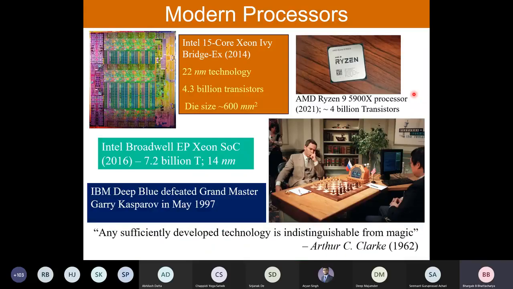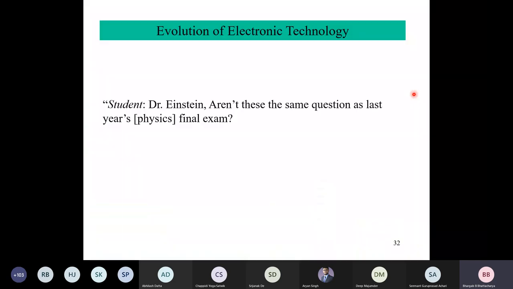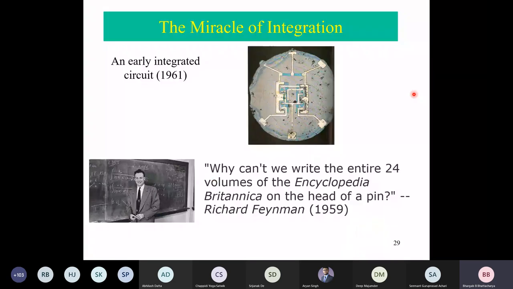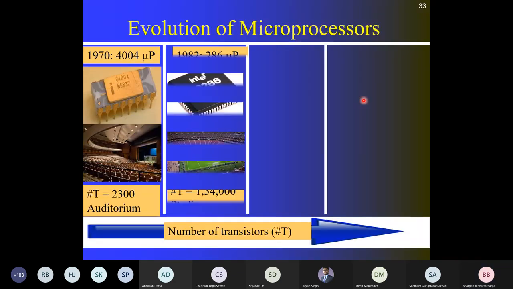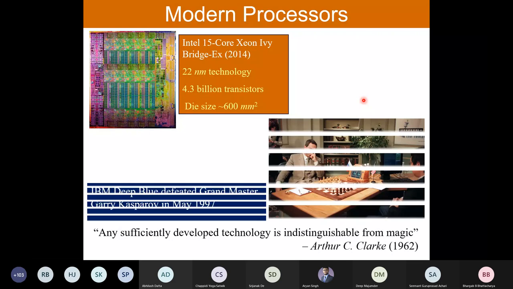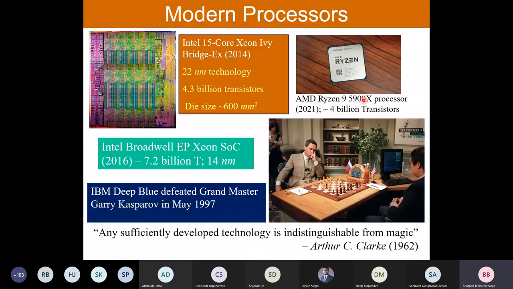So if we look into this first, that was the first integrated circuit, as you can see here in 1961, and coming back in 2021, you have 4 billion transistors. So that's the growth of technology that has been experienced in just a few decades.